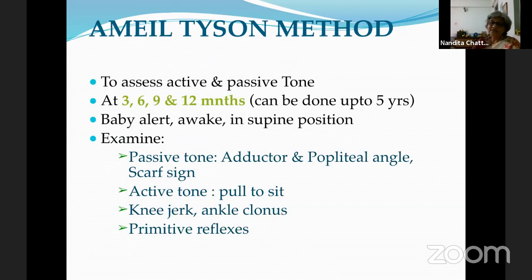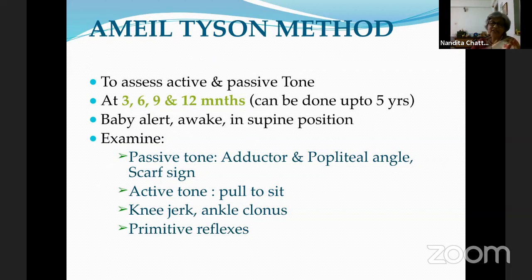The method that is adopted is commonly known as the Hammersmith method. What we do here is we look for the active and passive tone. The method is applied generally at 3, 6, 9, and 12 months, though originally it was said that it could be done up to 5 years. It is done when the baby is alert, awake, and in a supine position. We look for the active tone by a pull to sit, to see whether the muscle tone is normal. Passive tone is assessed by the adductor angle, the popliteal angle measurement, and the scarf sign.